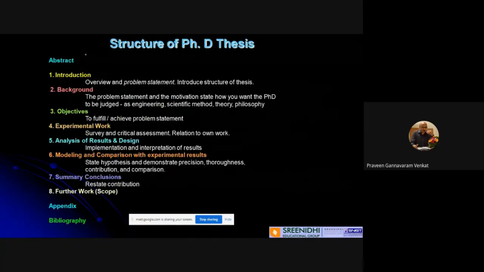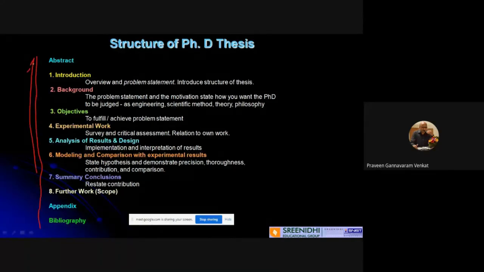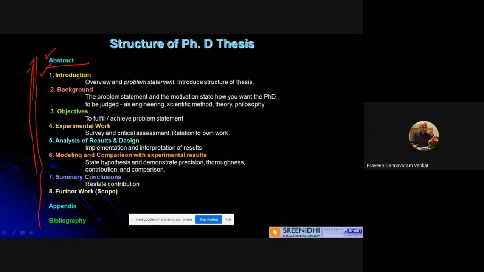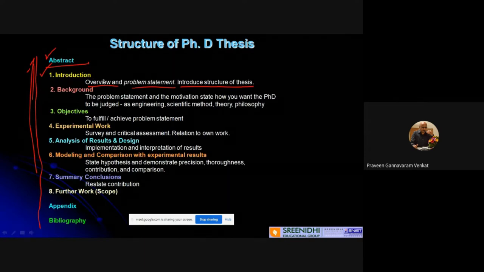Next one is the structure of the PhD. What is the structure? How does it look? In our book, the first content should be the abstract. Then chapter one is the introduction. The introduction should give an overview and problem statement and introduce the structure of the thesis. These are the main contents of the introduction.